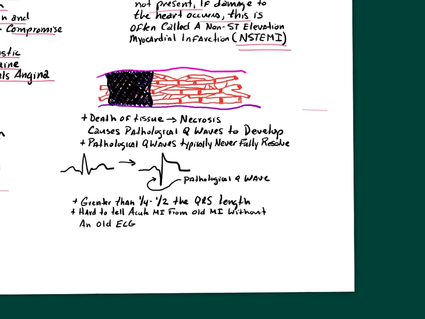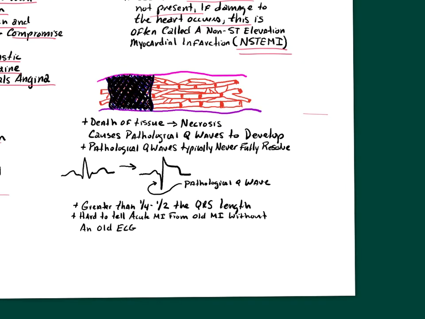Excellent. All right, let's move on to infarction, to dead tissue. When I have injury that progresses to the point of death, I have necrotic tissue, and I develop something known as a pathological Q wave. Where's the Q wave? It's the beginning of the QRS, right? So here I have a normal P, this is a Q, this is the R, and this is the S. Do you see how large the Q wave is here?